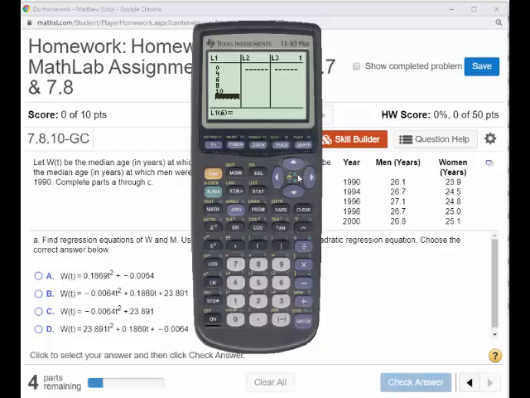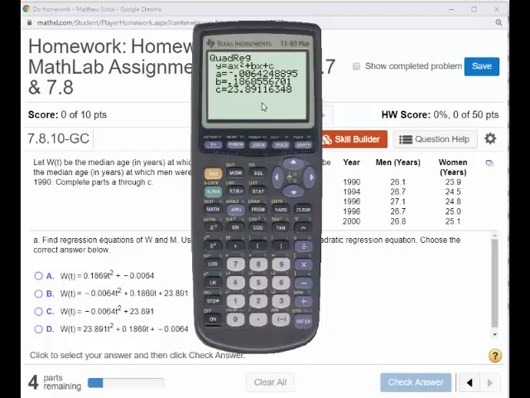Then we put in the median age at which women marry, so corresponding 23.9, 24.5, 24.8, 25, and then 25.1. All right, the next thing I'm going to do to find a quadratic equation for this is hit stat, go over to calc, and you want number 5, quadratic regression.